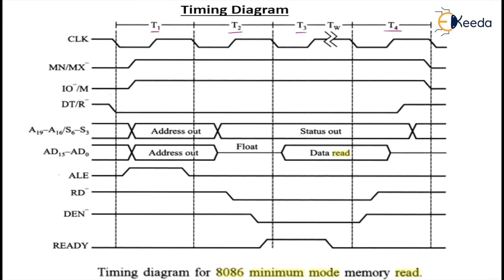See, MN/MX bar: which operation are we performing? We are performing minimum mode. Minimum mode means this is put high, so that is why I am putting this high.